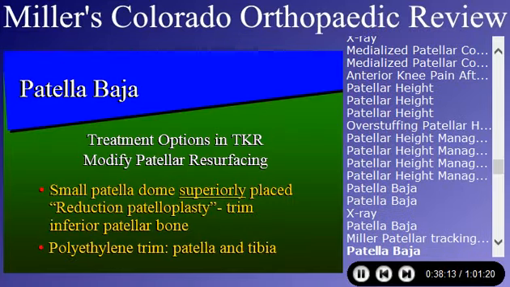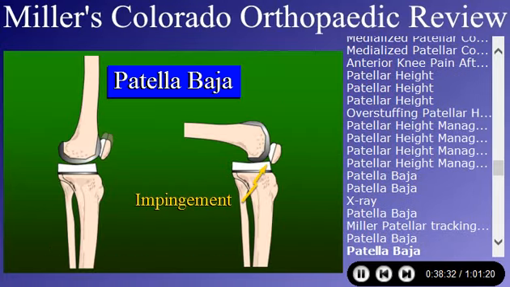One other thing you can do is a small patella dome superiorly placed with a reduction patelloplasty. So I saw one test question: if you had relative baja and you had problems with maltracking, placing the component medial and superior is a good place to put your patella, because that will help with your maltracking laterally, but it will also help with your baja.